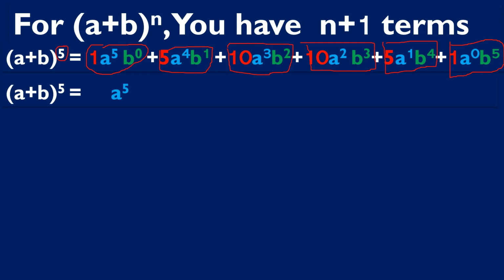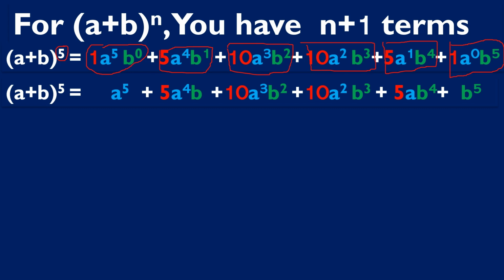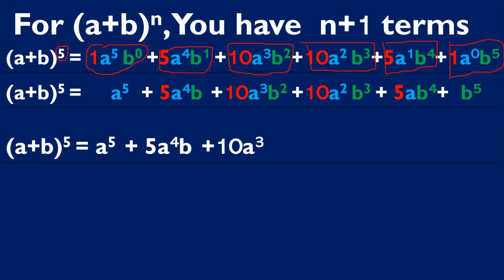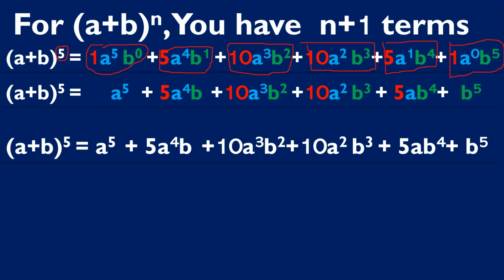So let's simplify a plus b all raised to the power 5. We have a raised to the power 5 plus 5a raised to the power 4 b plus 10a cubed b squared plus 10a squared b raised to the power 3 plus 5ab raised to the power 4 plus b raised to the power 5. So that is the simplification of our question, which is a plus b all raised to the power of 5.